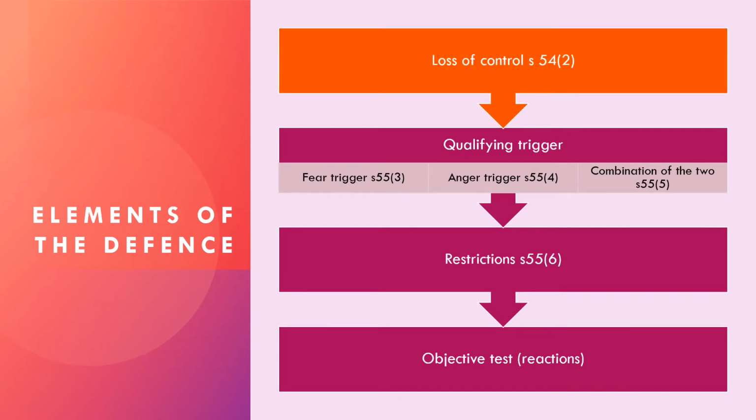So as ever, we're going to start from the beginning. Section 54, subsection 2 of the Act tells us what a loss of control is. So we're about to explore this, what it means, and look at cases and how it's been decided in cases.